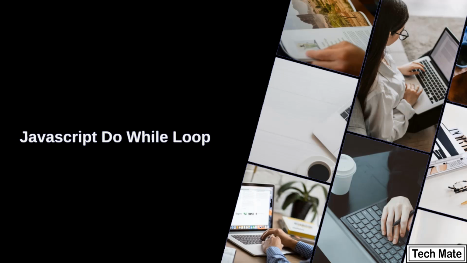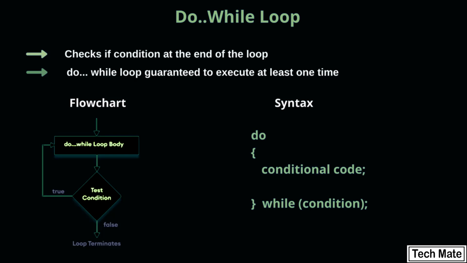Now let's begin with the do while loop. A do while loop is actually different from any other loop we have learned. It basically checks the condition after the loop execution. That means the loop will get executed at least once, and after that one execution it will check the condition. If it is true, it will execute again, otherwise it will get terminated.